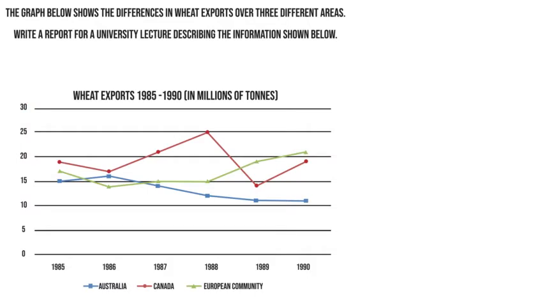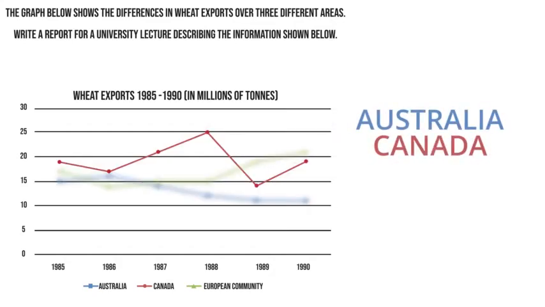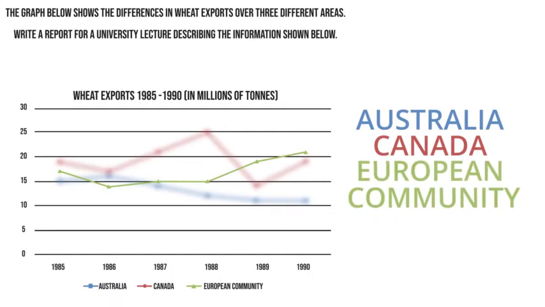Okay, so this is the first thing we have to look at, the x and y axis, and then we will have to go within the line graph. So what do we have to pay attention to? Of course, the legend. As of now, there are 3 different groups. We have the blue, which is Australia, red, which is Canada, and green, which is European Community.